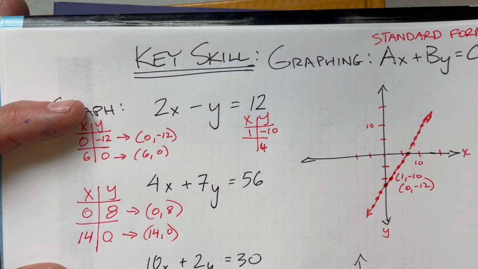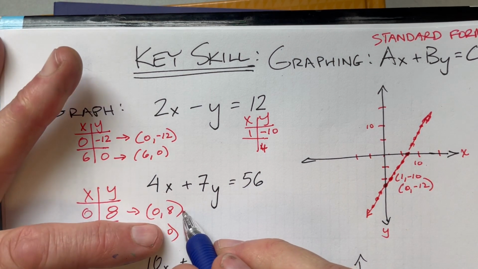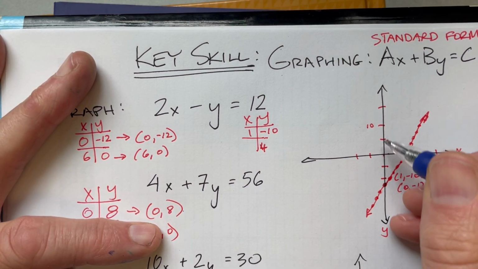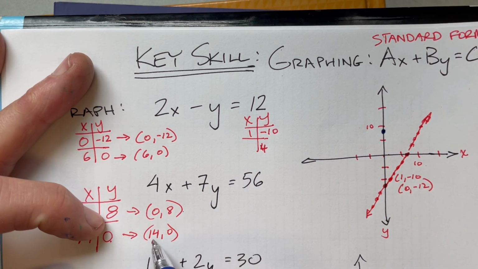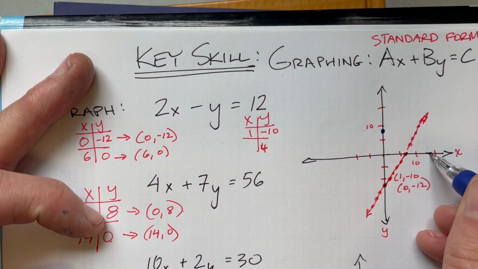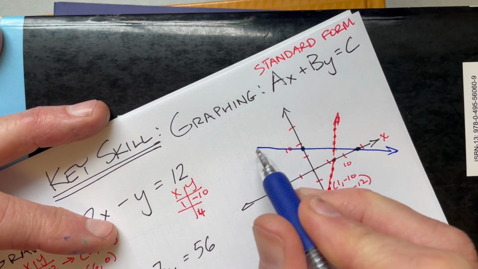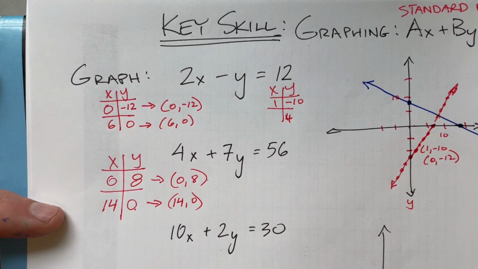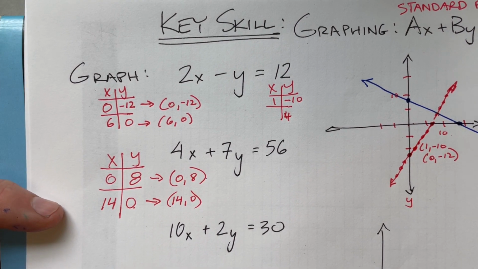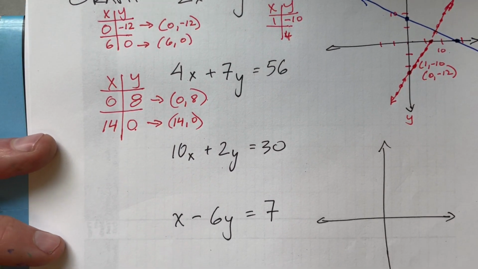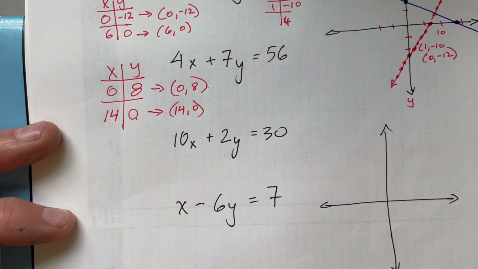All right, I'm going to plot those in blue. So 0, 8 is right here, and then 14, 0 is out there. So this is that line graphed using what's called the intercept method, all right? This is the intercept method. So use the intercept method on this one, all right?